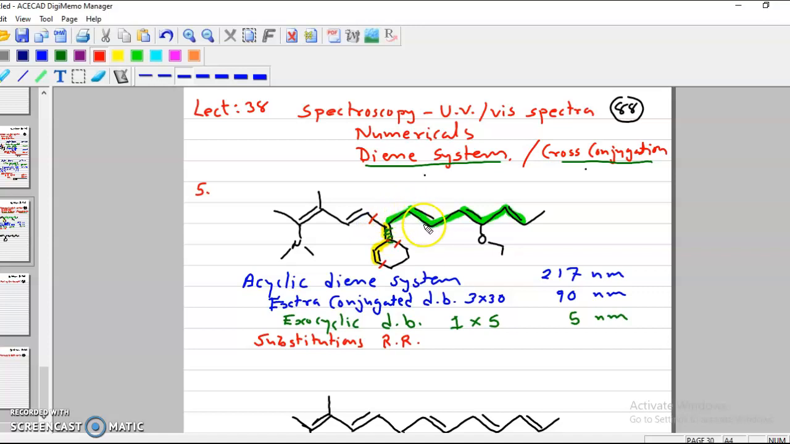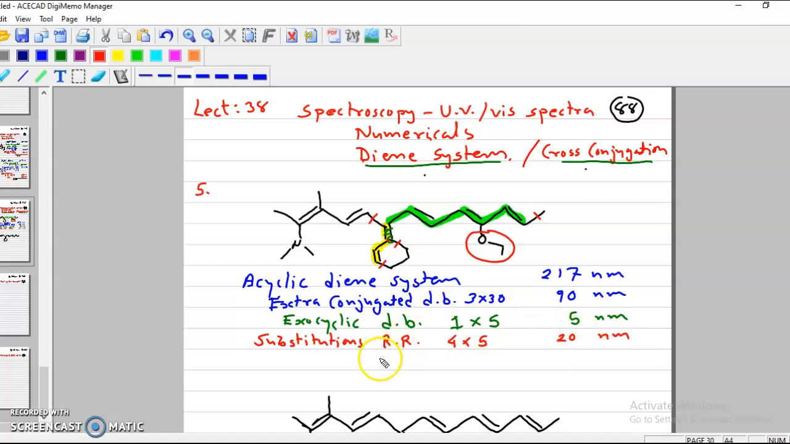Now this is the system and this is also one of the substitutions, not a ring residue but a substitution, OR. Next is the last one. This is the ring residue. So how many ring residues? 1, 2, 3 and 4. So 4 ring residues. For each one we will take 5 nanometers. So 20 nanometer is added for that.